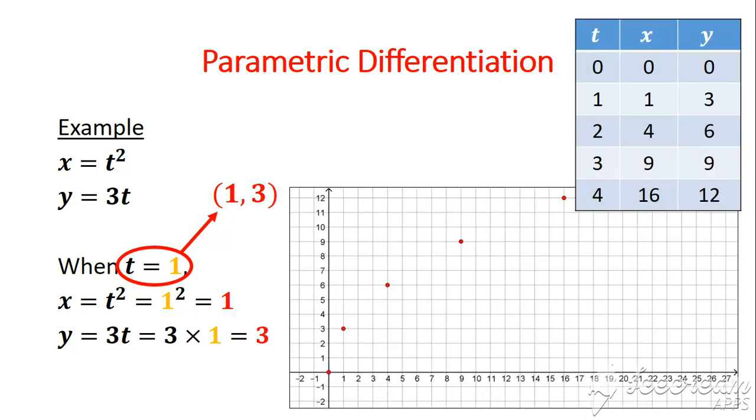All right, have a look up here at the table. I've plotted some points for different t values, and I've drawn a picture of the graph. So when t is 0, we get (0, 0). The point we picked was 1. When t is 1, we get the point (1, 3). And there are different t values that I've substituted in to get different coordinates and drawn this graph here.